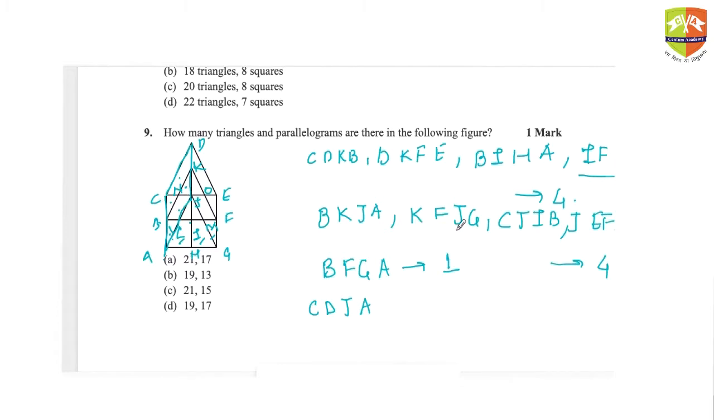On the other side also, I'll get D, E, G, J. Then if you start from here, you will get C, J, H, A, and J, E, G, H. So how many of them are you getting? 4 you are getting. And then you have 2 more left out, which is C, E, F, B.